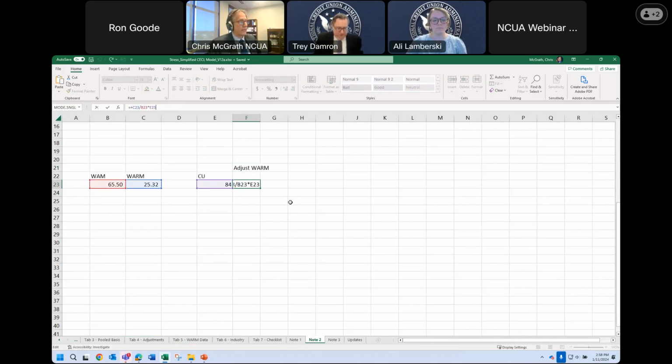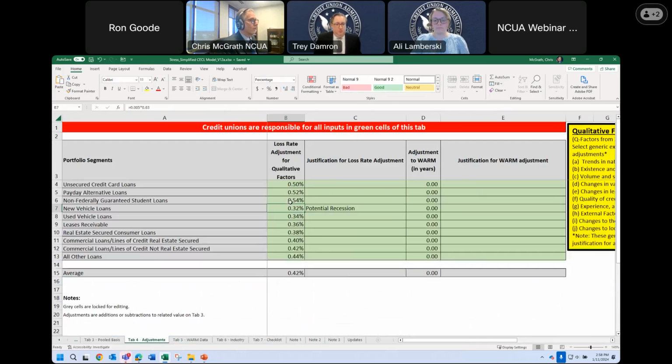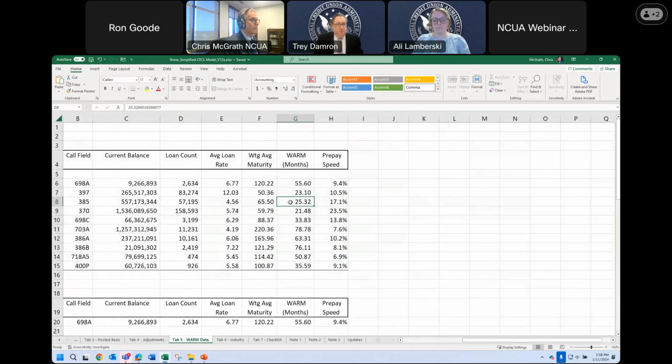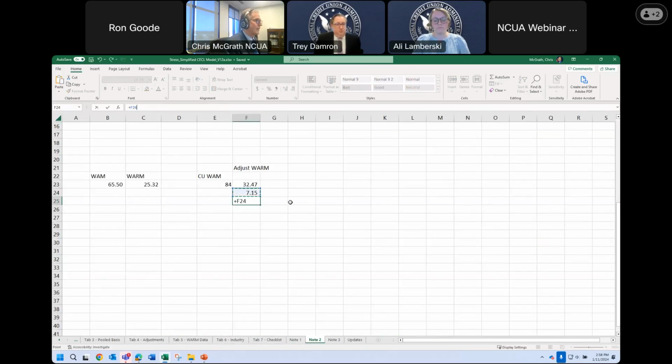So this formula is in the slides, which you'll see, and you see that because the credit union's weighted average maturity is longer, the WARM should be longer, and the difference is an add of 7.15 months. So in here, we're at the. Actually, we need to divide. We've got to do something very important. We need to divide it by 12 to get to years.